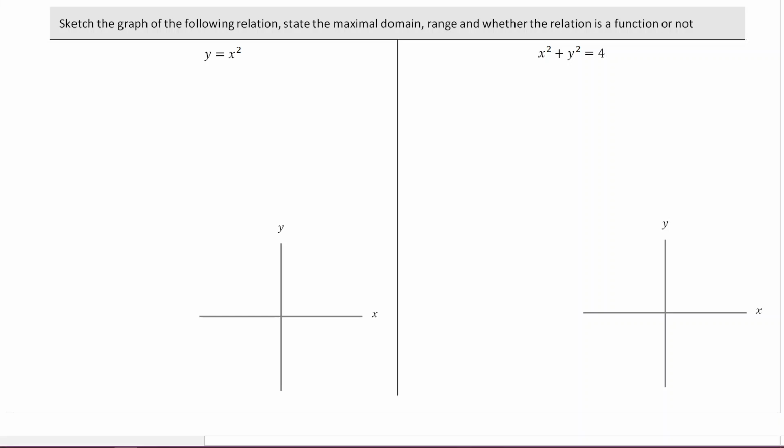So we're going to answer this question before us. It says, sketch the graph of the following relation, state the maximal domain, the range, and whether the relation is a function or not. So let's see if we can do this. The first thing that we're going to do is take y is equal to x squared, and we're going to graph it.